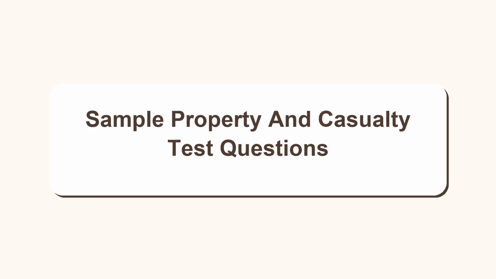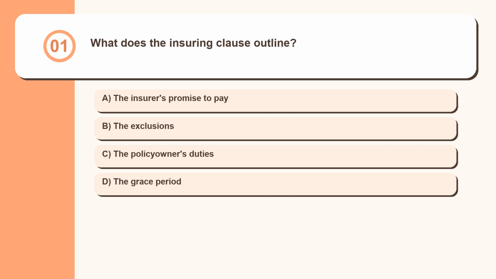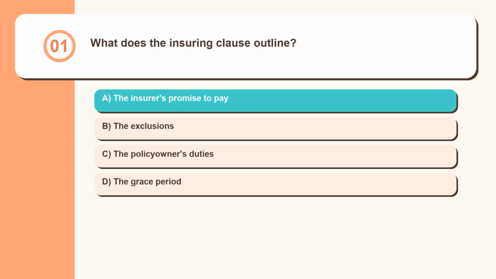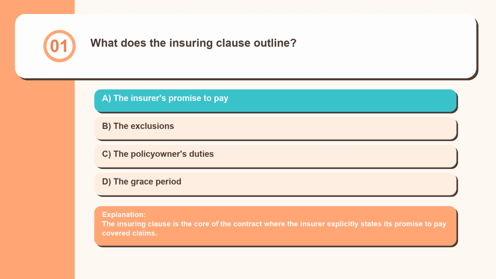Sample property and casualty test questions. Question 1. What does the insuring clause outline? The insurer's promise to pay, the exclusions, the policy owner's duties, the grace period. The insuring clause is the core of the contract where the insurer explicitly states its promise to pay covered claims.